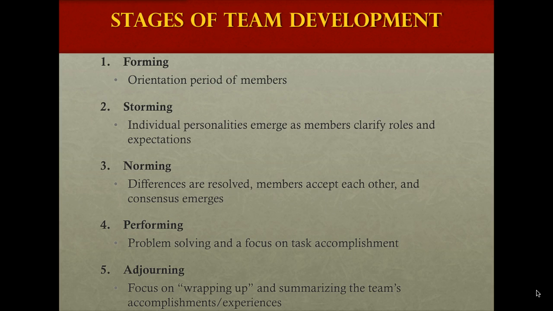The stages of team development. The first stage is the forming or orientation stage. Then there is typically a storming stage where personalities emerge. Then the norming stage takes place, where differences have been resolved. Then the performing stage actually happens with task accomplishment. And then the final stage of adjourning, where the team dissolves and wraps up.